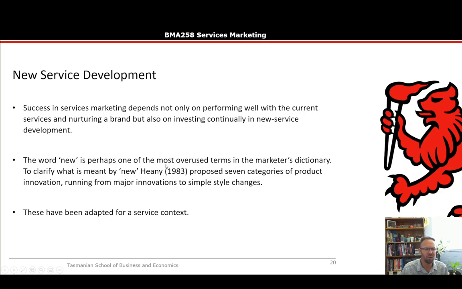The word new is perhaps one of the most overused terms in the marketer's dictionary. To clarify what is meant by new, Heaney proposed 7 categories of product innovation, running from major innovations to simple style changes.